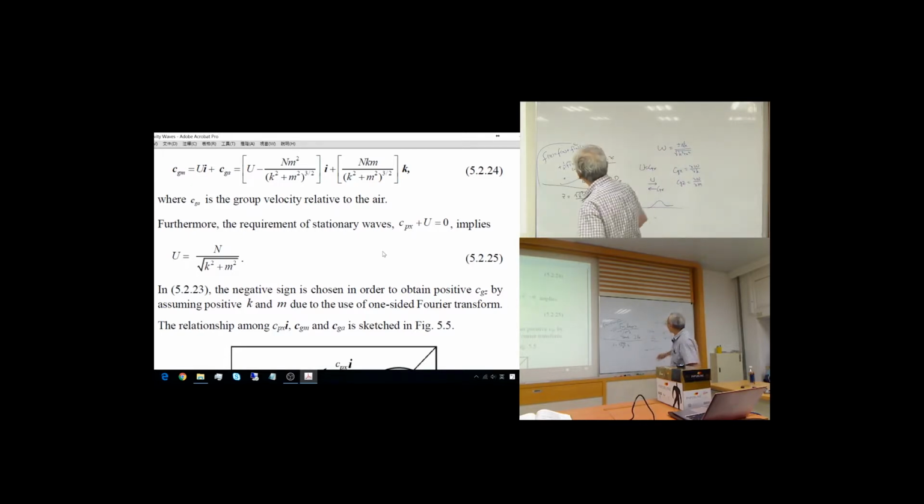And the Cpx you can calculate, right? Anybody remember what the Cpx is? The phase speed in the x direction. Do you know how to calculate it? It's omega divided by k. So then you have U equal to omega divided by k, and then you can get that U there.